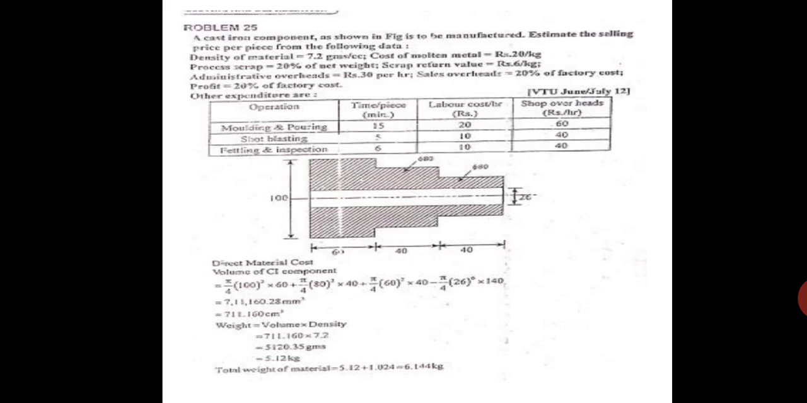So we know that density is equal to mass by volume. So weight is equal to volume into density. So volume is 711 and density is 7.2, so 711 into 7.2 grams per centimeter cube. That is the density of cast iron. So you get this as 5120 grams. You divide this by 1000, you will get as 5.12 kg. So the net weight of the material is 5.12 kg.